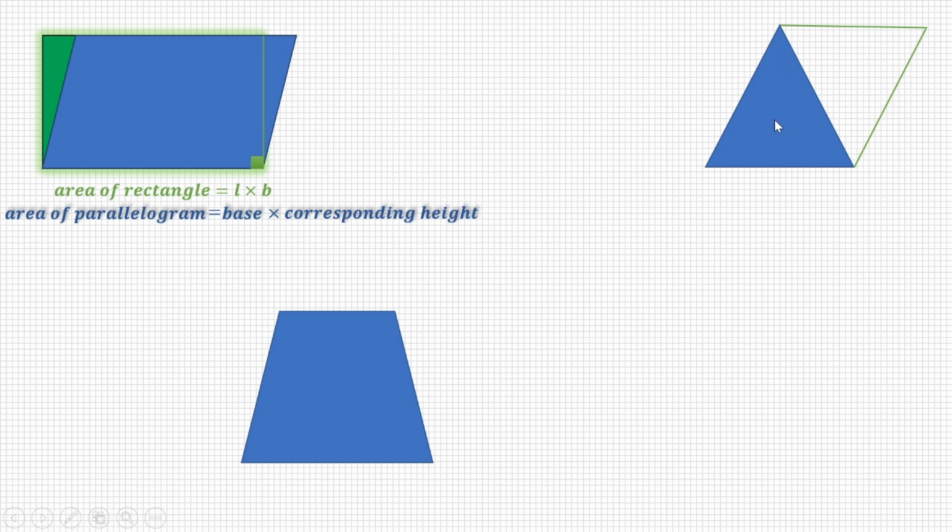How come? These two triangles have three sides equal. This is the side of both the triangles. This side is equal to this because opposite sides of a parallelogram are equal.